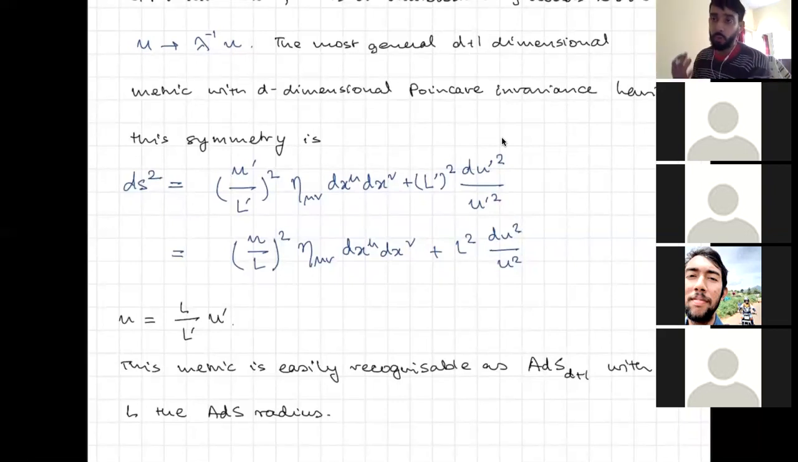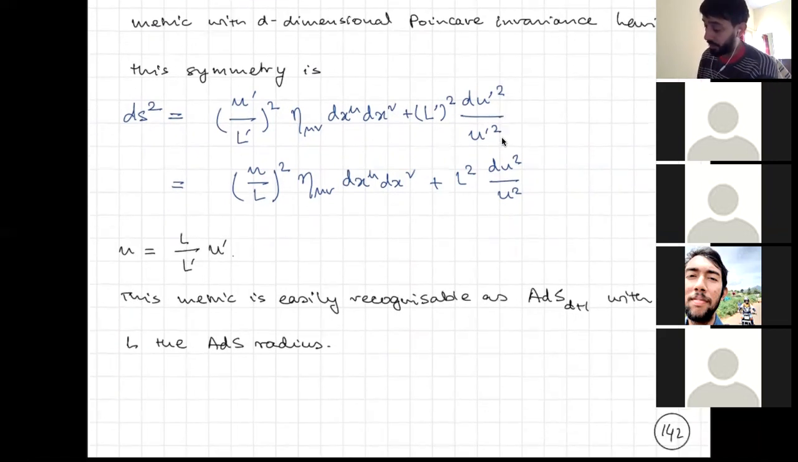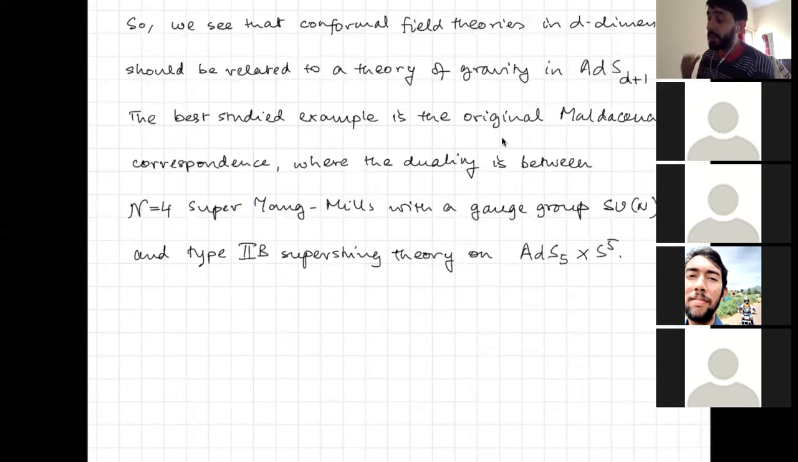We'll go into what the geometry of AdS is in the next class, but the upshot of all of this is the following. We see that conformal field theories in d dimensions should be related to a theory of gravity in AdS d+1. As I have already stressed, the best studied example is the original Maldacena correspondence, which is a duality between N equals 4 super Yang-Mills with gauge group SU(N) and type IIB superstring theory. But we will focus on the generalities of what the geometry is.